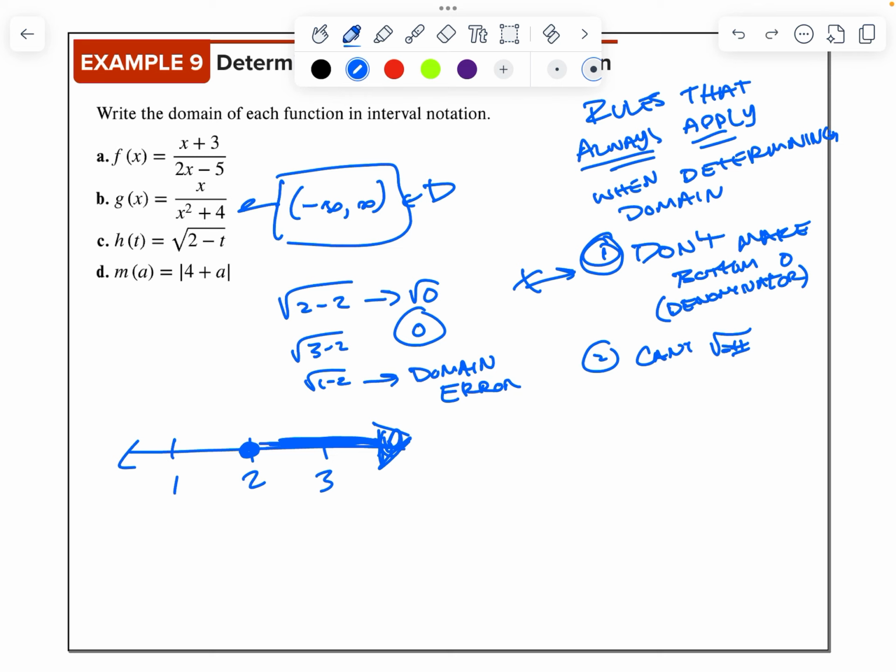So our domain is everything from 2 to infinity, including the 2. Again, this is our domain. It's not a solution, it's just the domain.